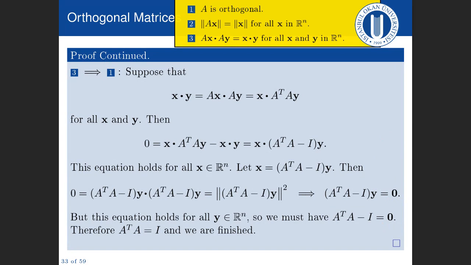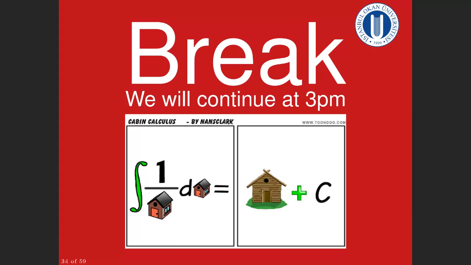If property 3 is true, then A is orthogonal. And that brings us to a nice place to take a break. Let's take a 10-minute break, and then let's continue, say, at 10 past 3.